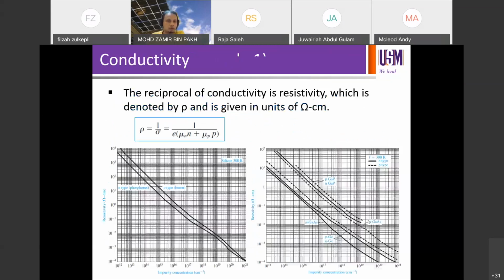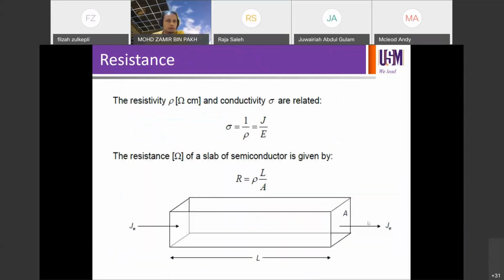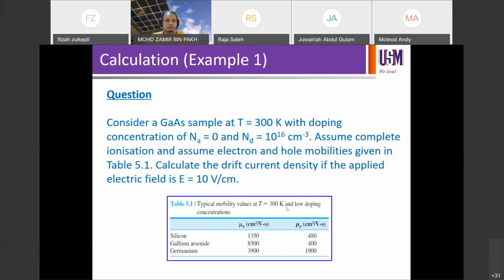Okay, let's go through this question first, question number 1, before we move on, just to illustrate what we've learned so far. Consider gallium arsenide at 300 Kelvin with doping concentration of Na equals 0 and Nd equals 10^16. Is the gallium arsenide p-type or n-type? Straightforward, right? Nd is 10^16, therefore it is n-type.